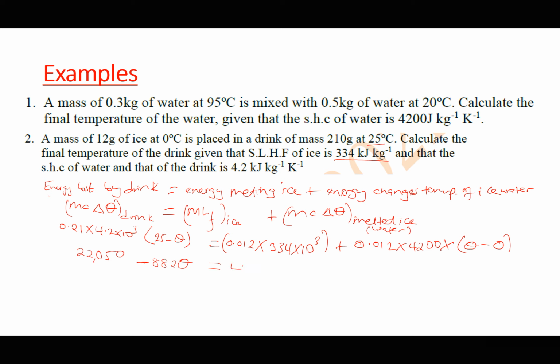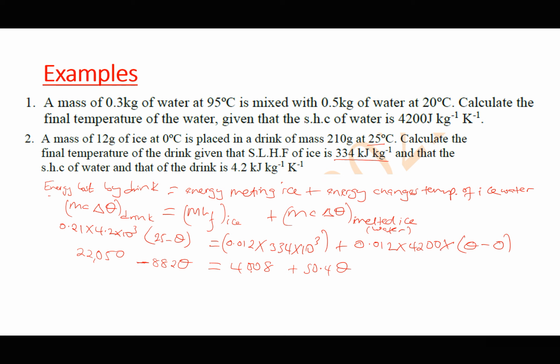So this is 4008 plus 0.012 times 4,200. So this is plus 50.4 theta. Of course, when I multiply this by 0, it will still be 0. So it is just 50.4 theta. Okay. Now collect like terms.